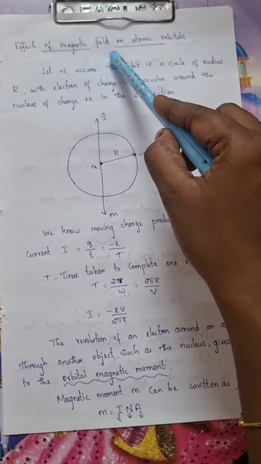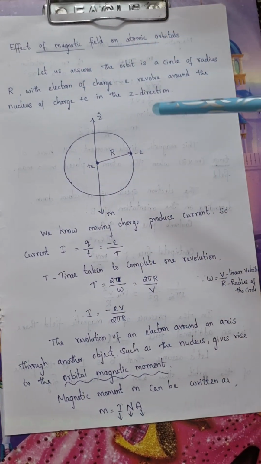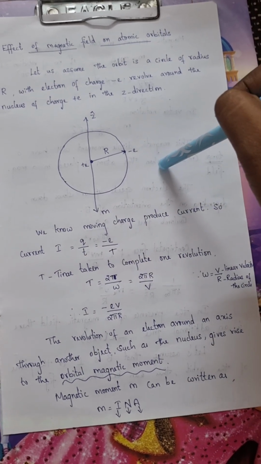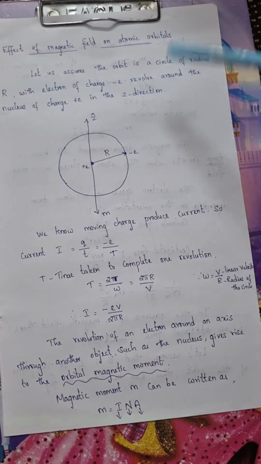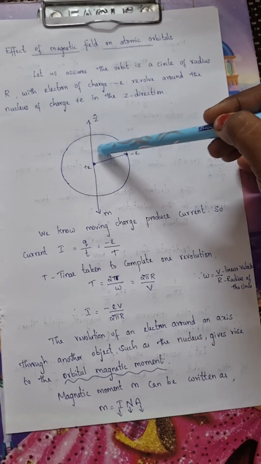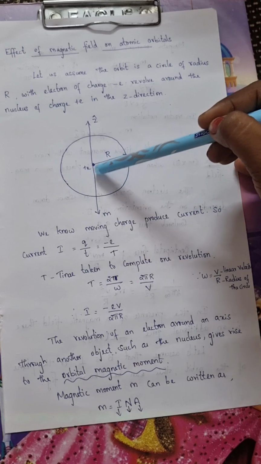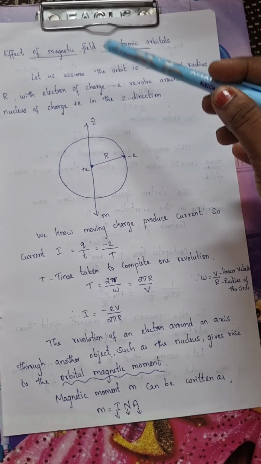Effect of magnetic field on atomic orbitals. Electrons not only spin, they also revolve around the nucleus. So let us assume the orbit is a circle of radius r, with the electron of charge minus e revolving around the nucleus of charge plus e in the z direction.